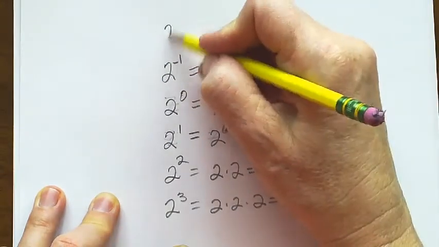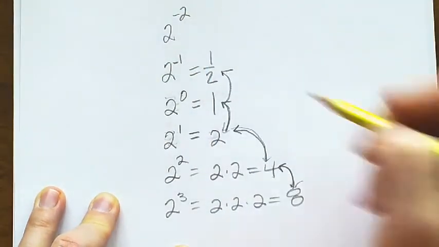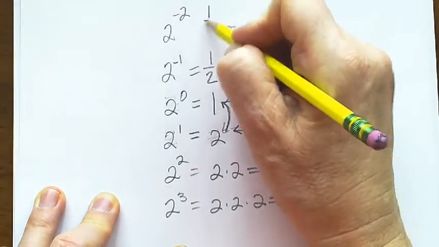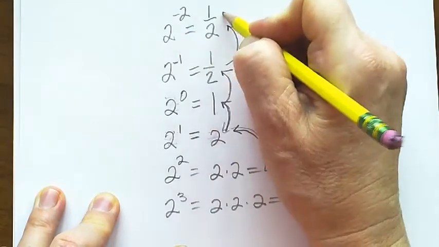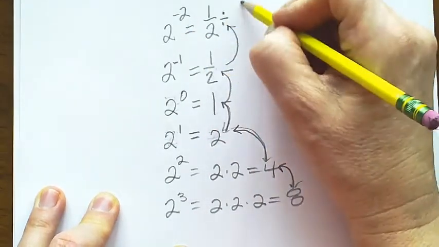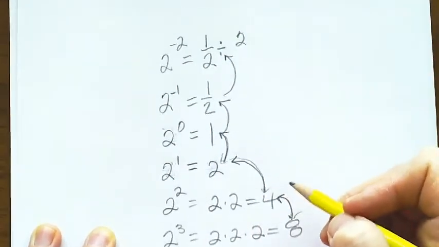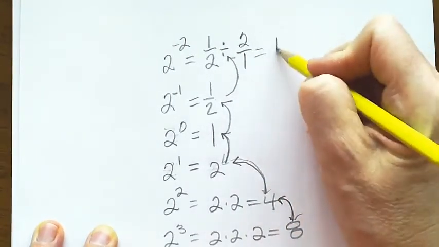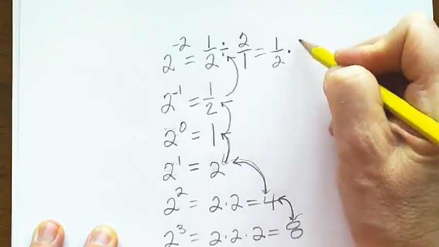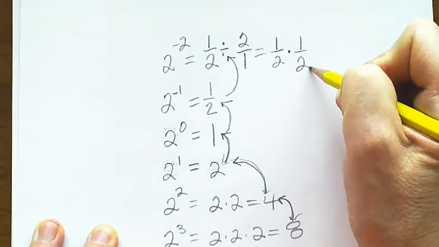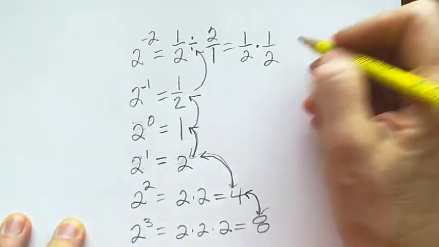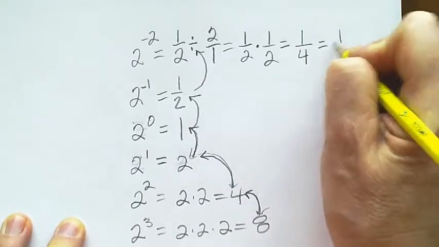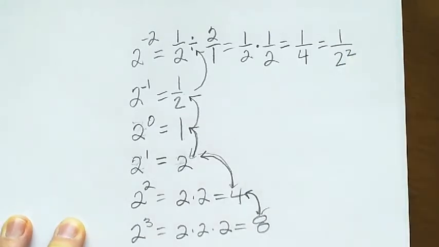Okay, well what about 2 to the -2? Well, that's just going to be 1 divided by 2, 1/2, divided by 2, which is the same as divided by 2 over 1, which is the same as 1 over 2 times 1 over 2. You probably did copy dot flop in middle school. And that's 1/4, which could be written as 1 over 2 squared.